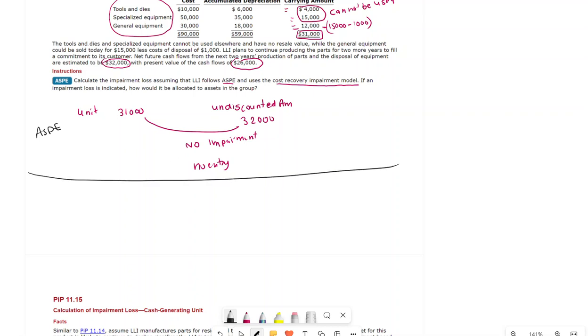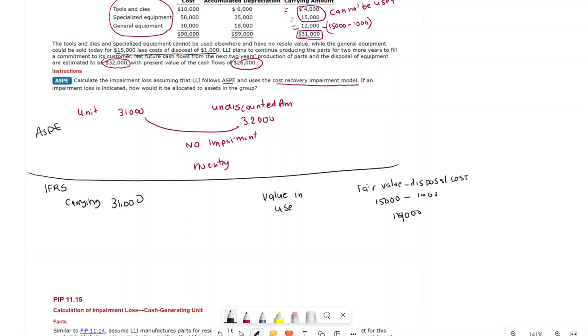Under IFRS, we might have an entry, and what we have is a carrying amount. The carrying amount of the unit is 31,000. Before we can compare it, they told us we need to know the value in use, and we have a fair value less disposal costs. Fair value, they told us in the question, is 15 minus the 1. So if I take the 15,000 minus the 1,000, that is your 14,000.